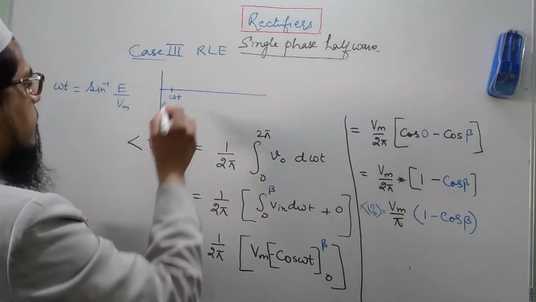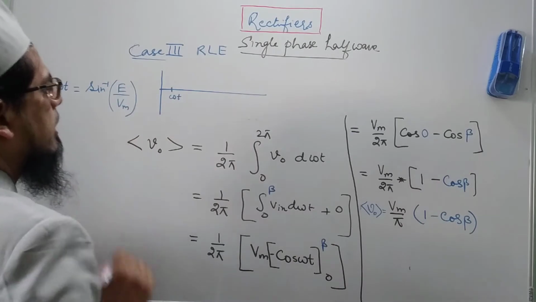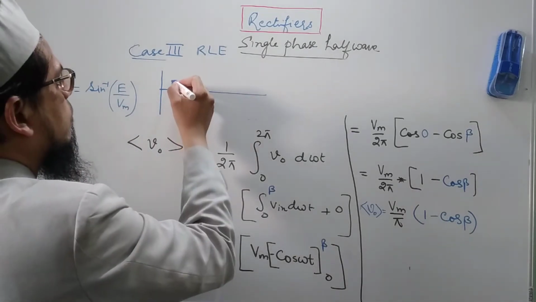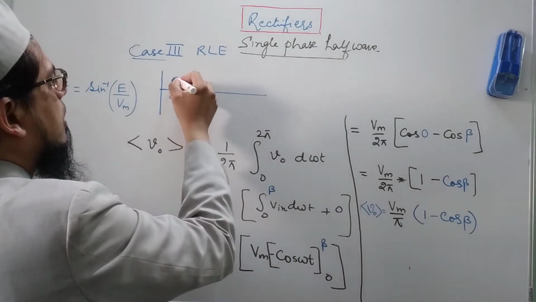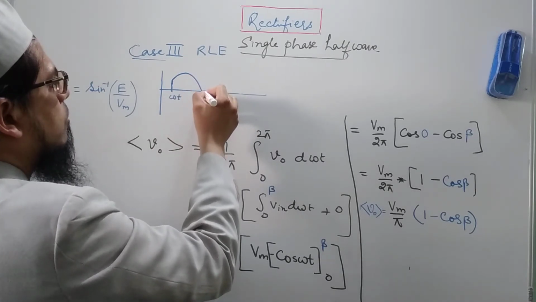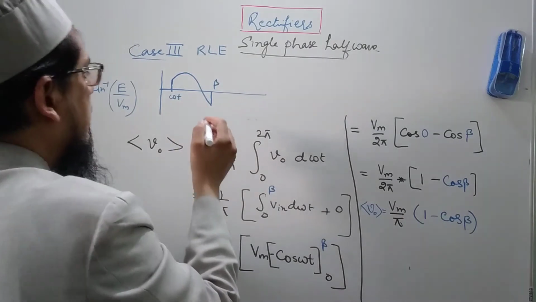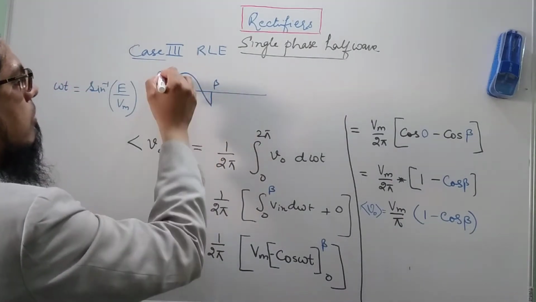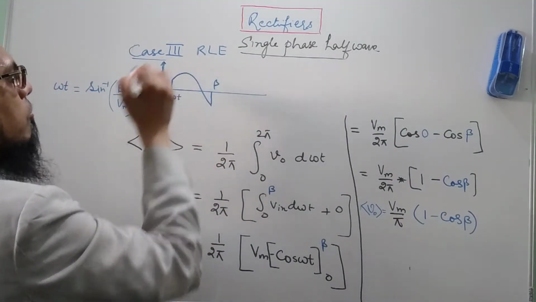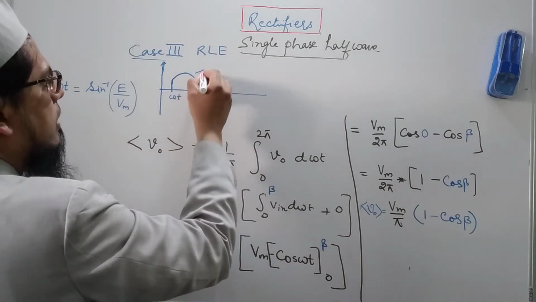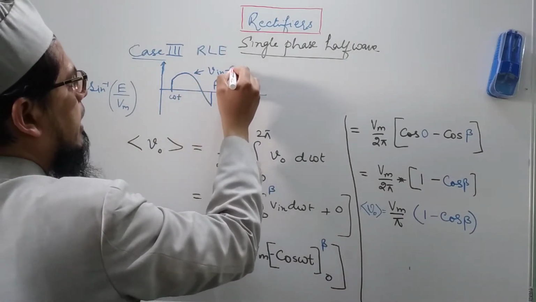Okay, so this omega t is sine inverse of E by Vm. So the voltage starts from here, it goes to 0 until the point beta. Moreover, this waveform is not V in, rather this waveform is V in minus E.